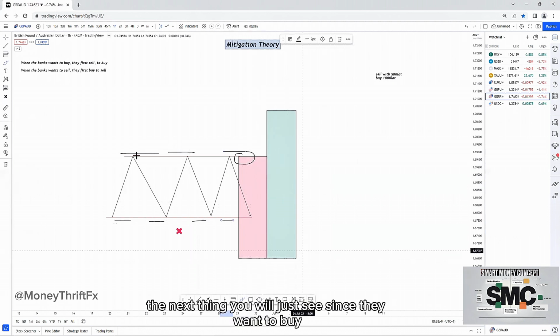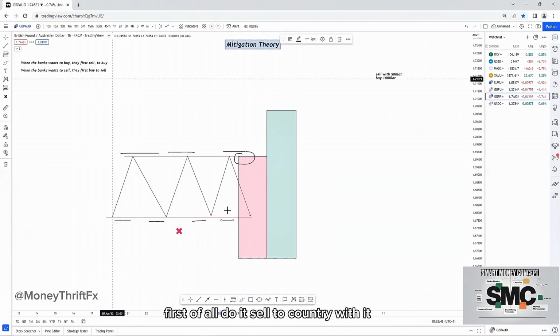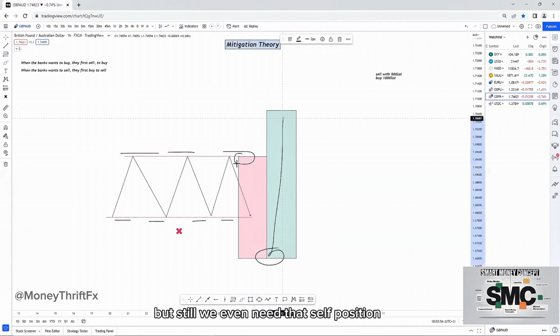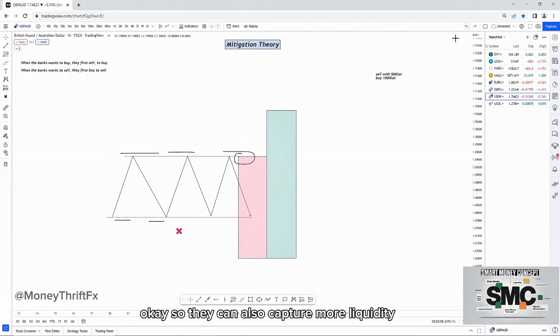So once they take out this fake sell move with a 500 lot size, for example, the next thing you will see, since they want to buy, they will first of all do what? Sell to capture liquidity and also bring in new sellers, and then do what? Now start their main buying move, still leaving their sell position open. Okay, so they can also capture more liquidity and all those sellers.